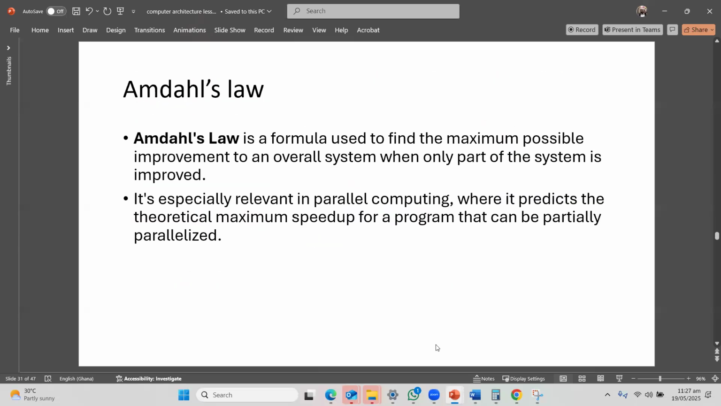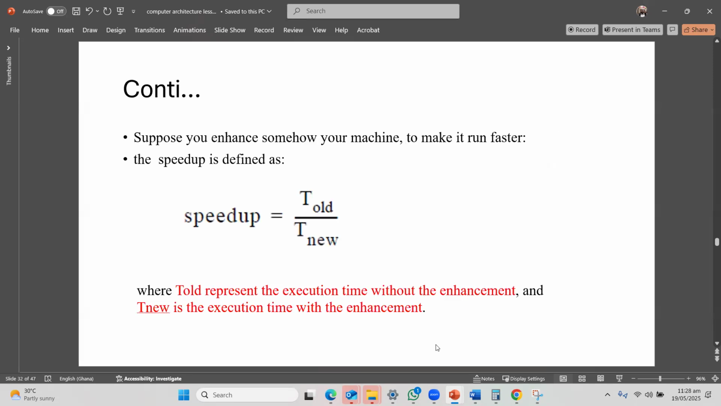Amdahl's law is a formula used to find the maximum possible improvement in an overall system when only part of the system is improved. It's especially relevant in parallel computing, where it predicts the theoretical maximum speed up of a program that can be partially parallelized. Suppose you enhance your machine somehow to make it faster.